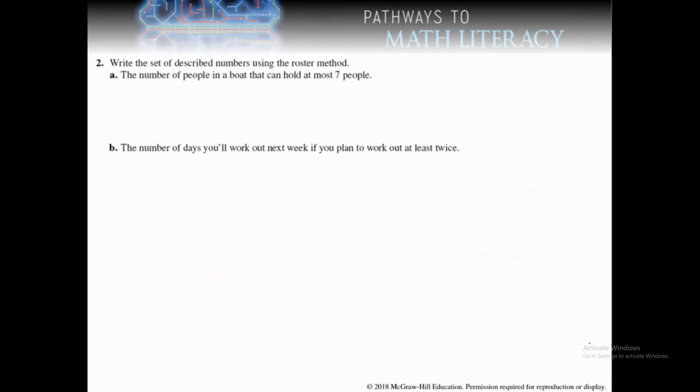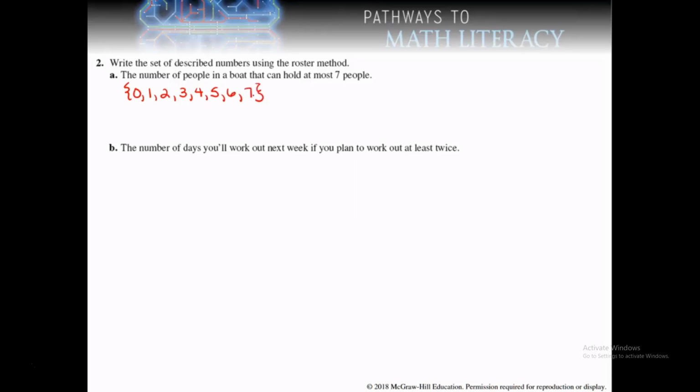Here we're supposed to write the set of described numbers using the roster method. So in A, the number of people in a boat that can hold at most 7 people. We talked about in this lesson that at most means less than or equal. So we're looking at everything less than or equal to 7. The lowest number that we could have in a boat would be 0. So this set will start with 0. We can only have whole people. So 0, 1, 2, 3, up to 7. And that's all in curly braces.